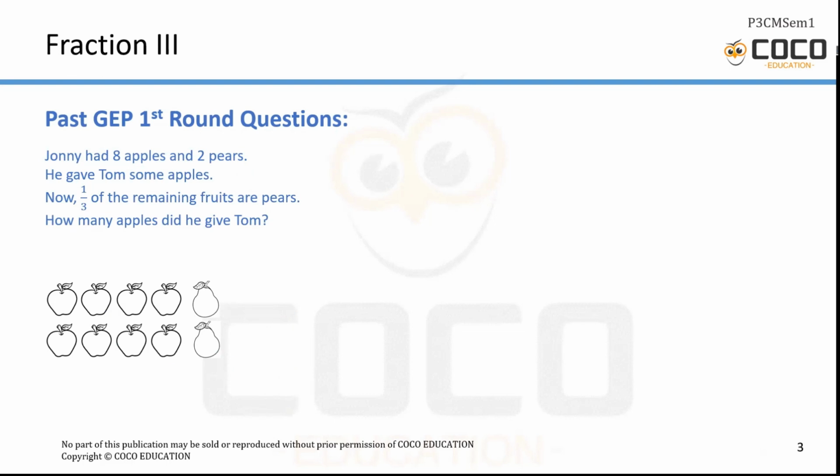Okay, we can see this is a similar question, right? This time Johnny has 8 apples and 2 pears, which are shown in the graph. And he gave Tom some apples. Give how many? Don't know. But after giving the apples, the apples change and the total changes, correct? So immediately I will know the number of pears never changes. And now the question tells you 1/3 of the remaining fruits are pears. 1/3 of all of the remaining fruits, correct? So it's not of the original total.